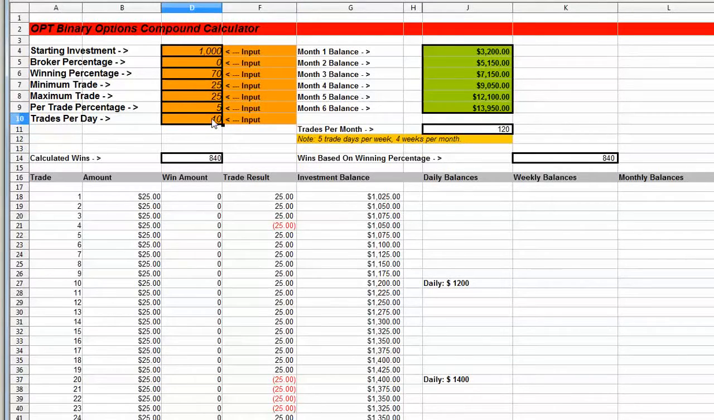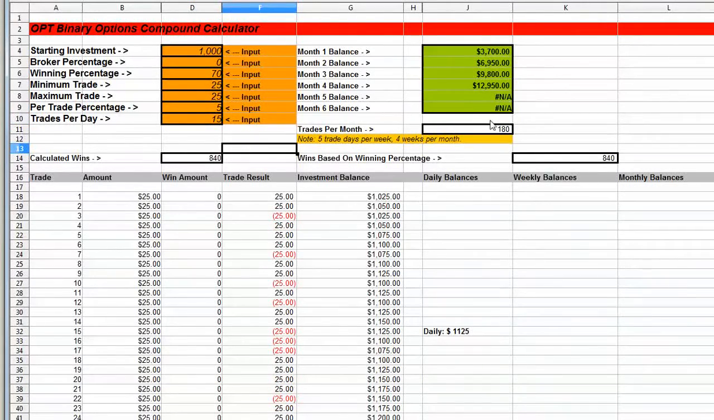In your next month, you do 15 because you're using the 4 pillars. Look at what happens. In 4 months, you're at $12,950. Folks, I'm telling you, all you have to do is take your time and do it right. It's very, very simple.